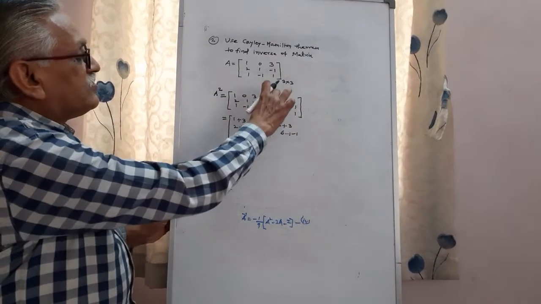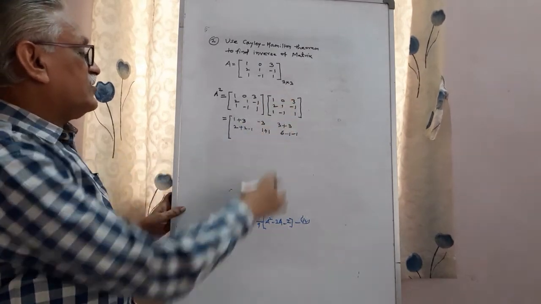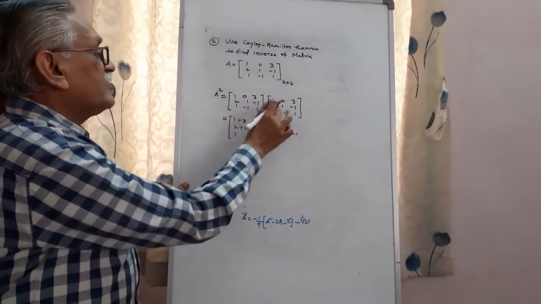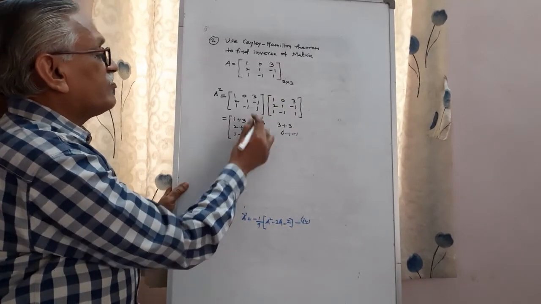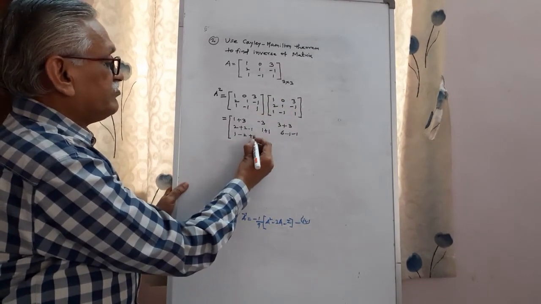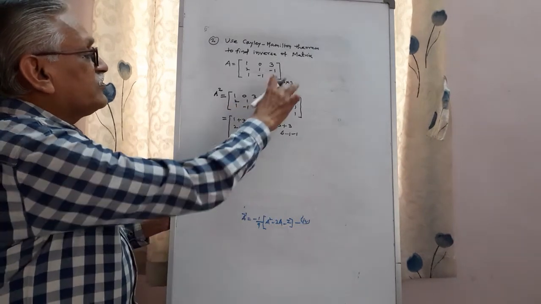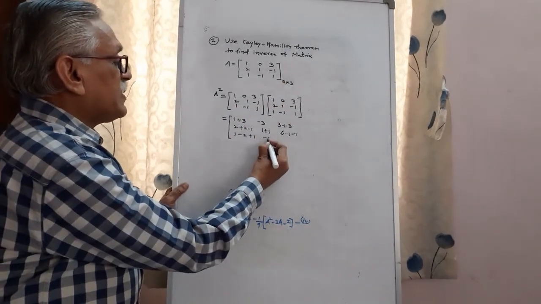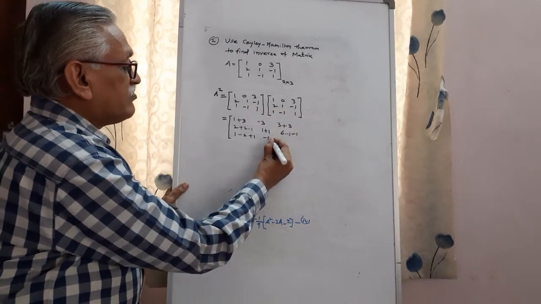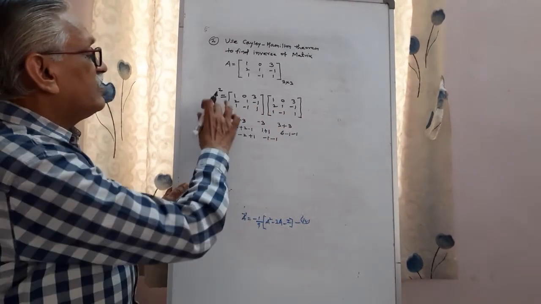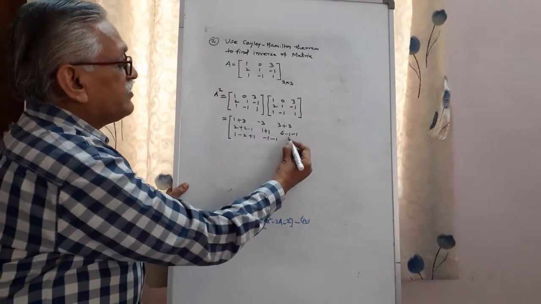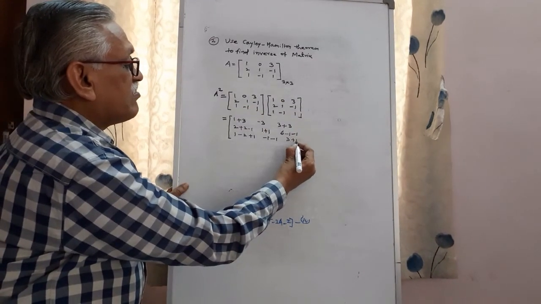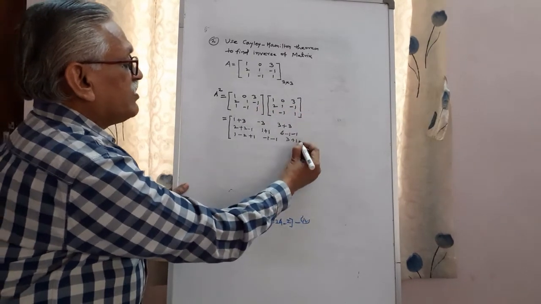Then row three by the first column, 1, minus 2 and 1. Row three by the second column, 0, minus 1 and minus 1. Row three by the third column, 3 ones are 3, plus 1 and plus 1.